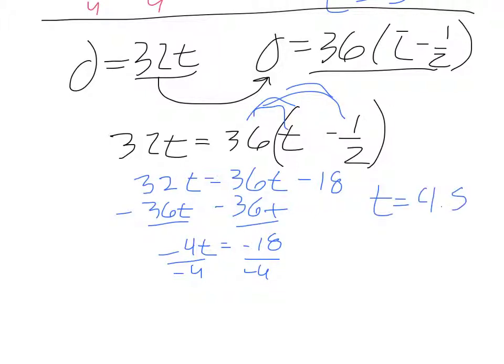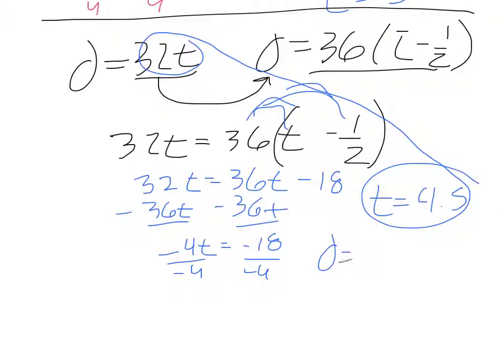So we know that 4.5 is the amount of time it took to find the distance. We are going to plug this back in up here. So the distance is 32 times 4.5. Multiply that out, and we get the distance between the two cities is 144 miles.